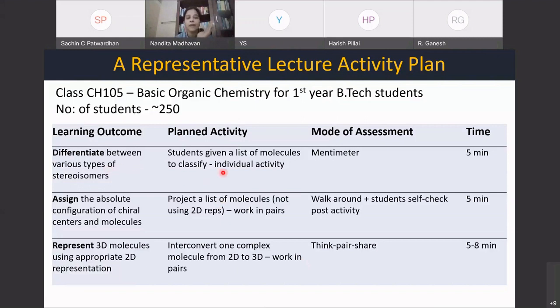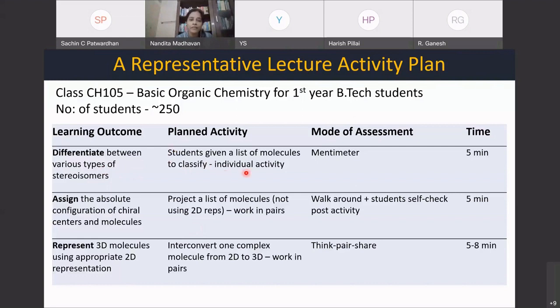So again, as I said, I map everything in terms of the learning outcomes. Here I'm showing three learning outcomes that I would be covering in this particular lecture. In some lectures, I'm actually covering only one learning outcome or two. So there isn't anything that you need to cover so many learning outcomes. It's quite variable is what I've personally found.